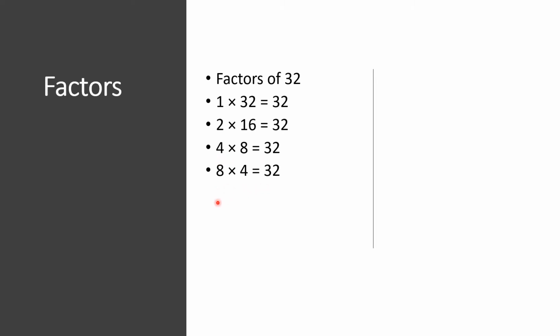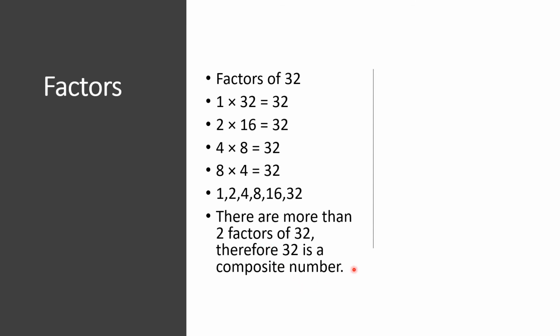Now we will find out what are the factors of 32. 1, 2, 4, 8, 16 and 32. We will always write the factors in ascending order, smallest to largest. It means 1, 2, 4, 8, 16, 32 are factors of 32, and they are more than 2 factors. It means we can say that 32 is a composite number.